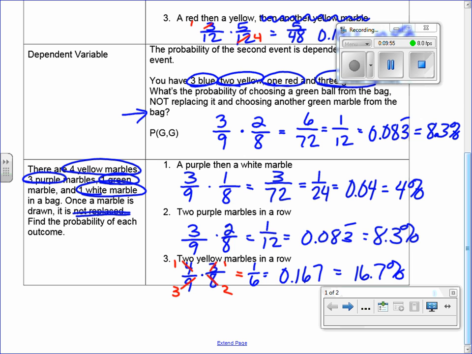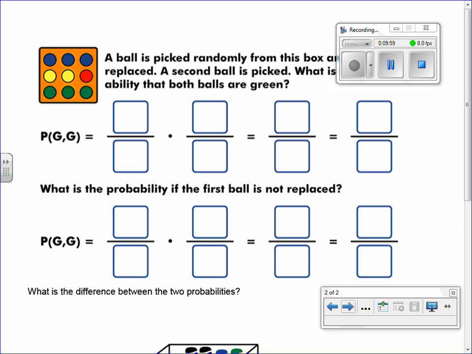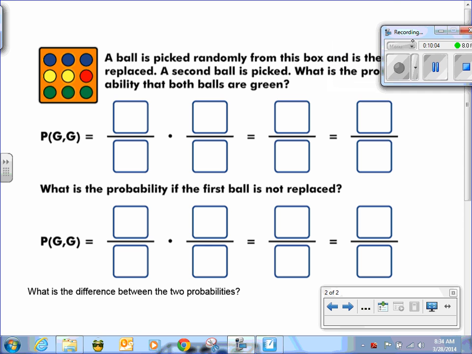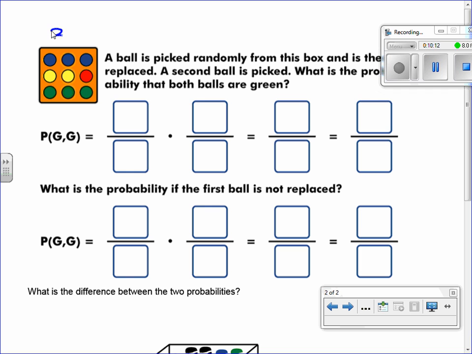Okay, on to the back. A ball is picked randomly from this box. All right, we can see what this box has. It has 3, well, you probably can't because it's black and white. Sorry about that. It has 3 blue, 2 yellow, 1 red, and 3 green.